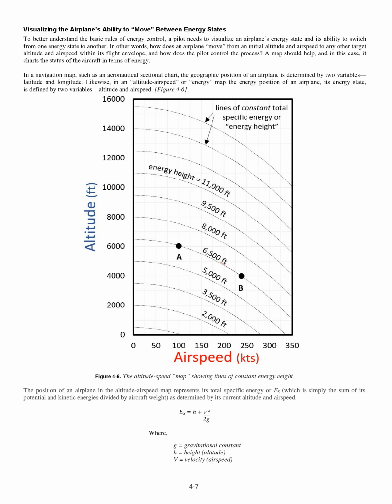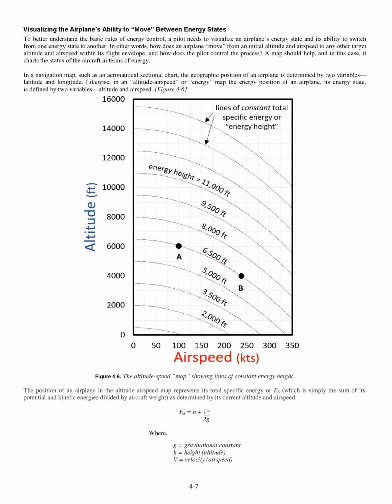In a navigation map, such as an aeronautical sectional chart, the geographic position of an airplane is determined by two variables: latitude and longitude. Likewise, in an altitude airspeed or energy map, the energy position of an airplane, its energy state, is defined by two variables, altitude and airspeed. The position of an airplane in the altitude airspeed map represents its total specific energy, or S, which is simply the sum of its potential and kinetic energies divided by aircraft weight, as determined by its current altitude and airspeed.